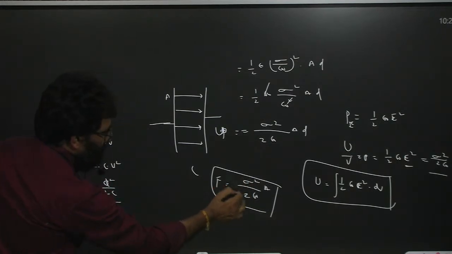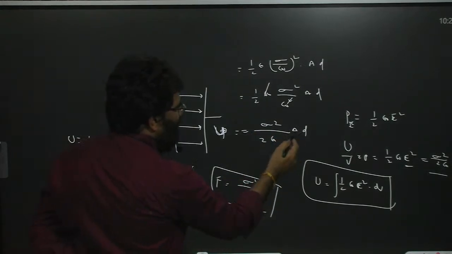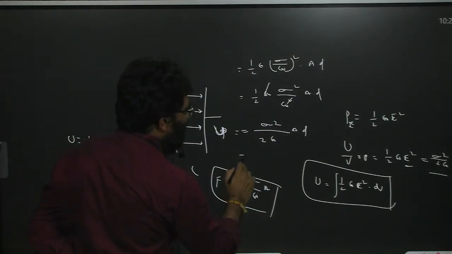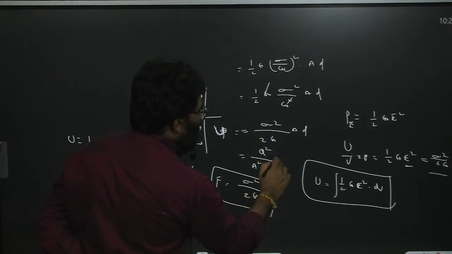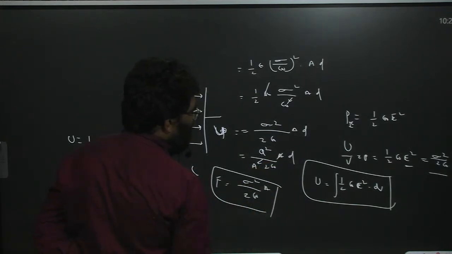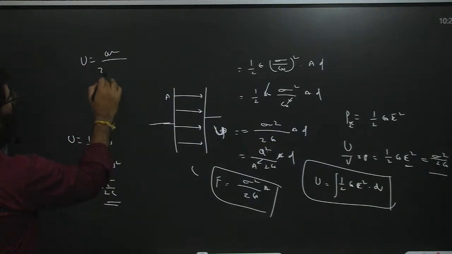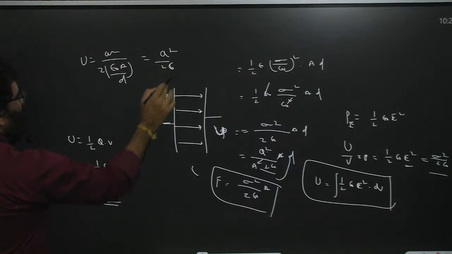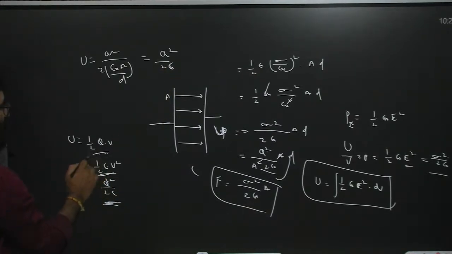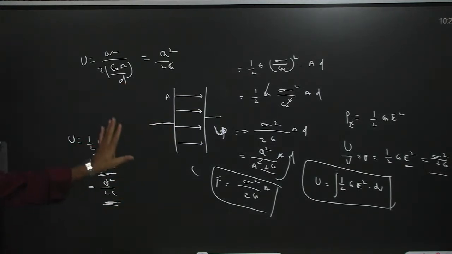Now see here, U is equal to what? Sigma square into A, but sigma is equal to Q by A. So Q square by A square, over 2 epsilon naught, A into D. So one A will cancel. So Q square, U is equal to what? Q square by 2 epsilon naught A by D. You bring D downward. So definitely this is Q square by 2C. That's what I am telling you. Q square by 2C, or half CV square, or half QV, is the energy stored inside the capacitor when electric field lines are existing.